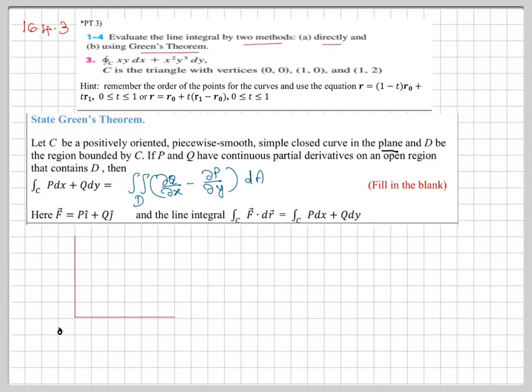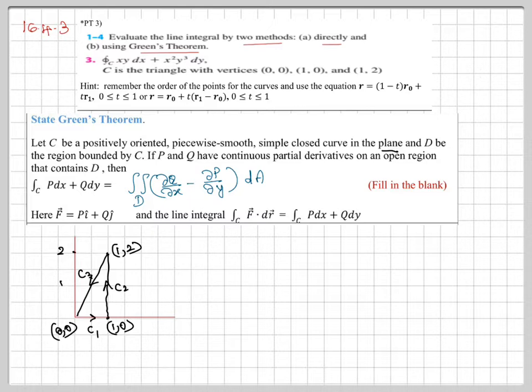Now, let's graph this triangle C, enclosed by the boundary C, with the vertices given in the problem. So one vertex is (0, 0), the other one is (1, 0), the third one is (1, 2). So let's plot these points and graph this boundary C of the triangle. Because in Green's theorem, we have to have the counterclockwise direction.